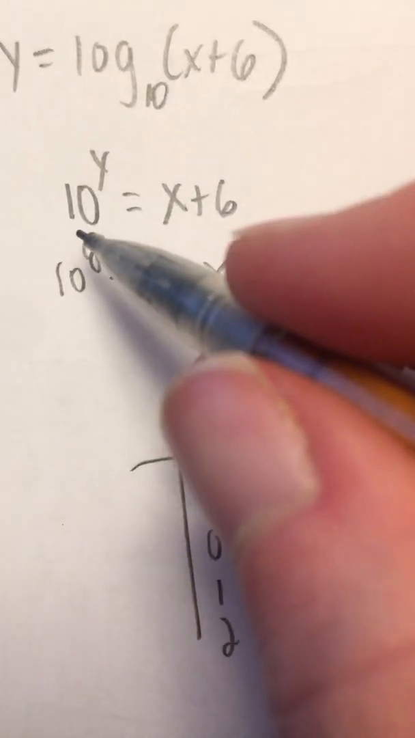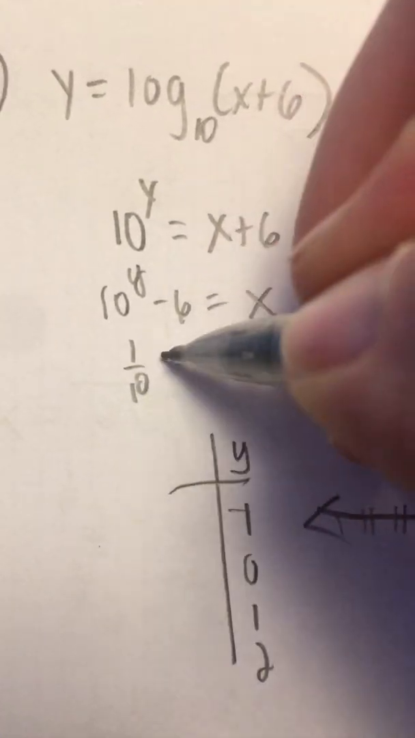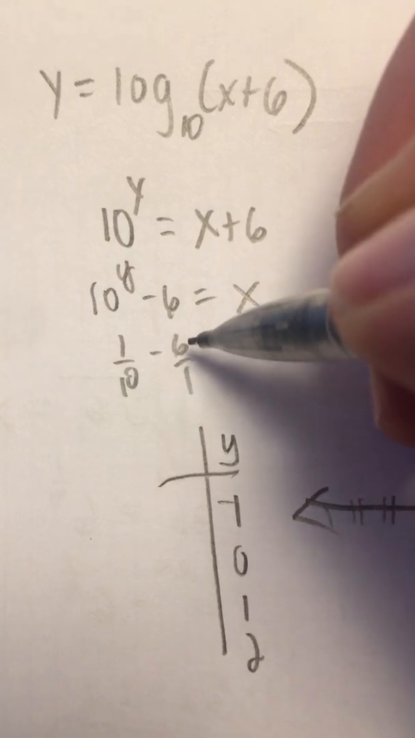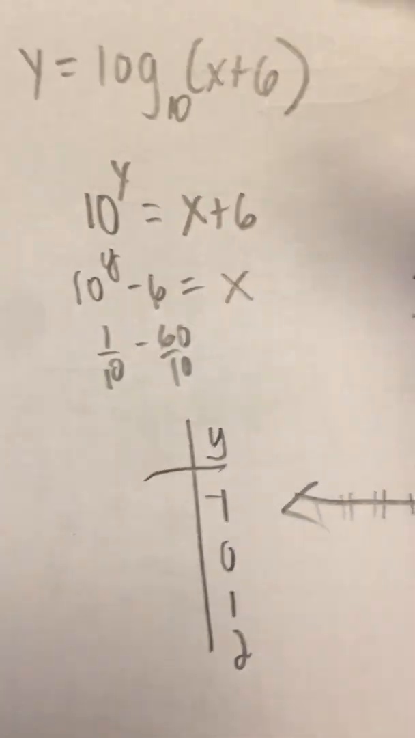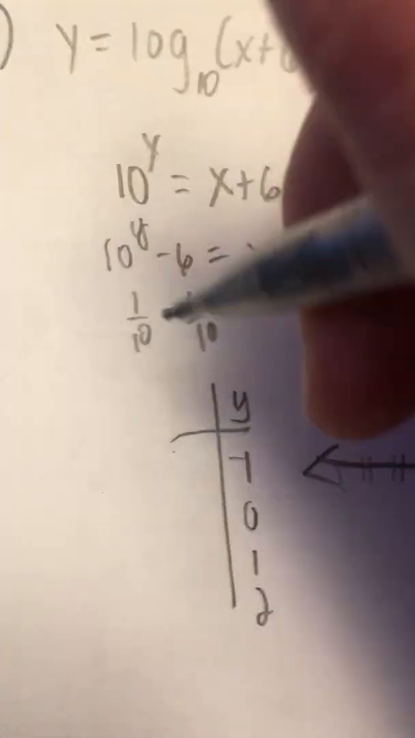When I plug in a -1, I get 1 over 10. So 1 over 10 minus 6 over 1. That needs to be multiplied by 10, 60 over 10. So I'm going to get -59 over 10.